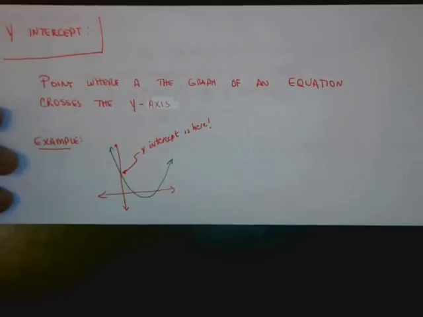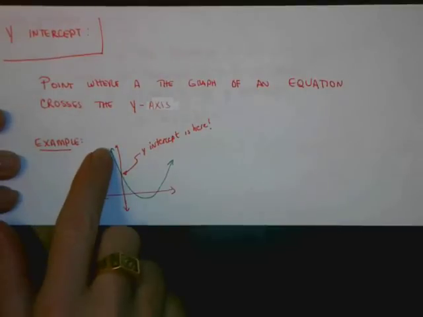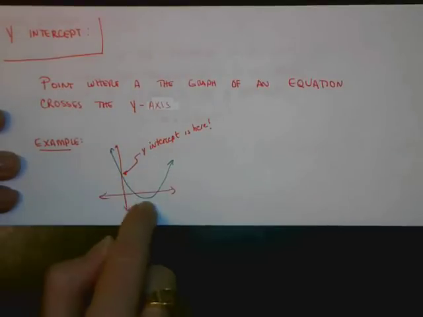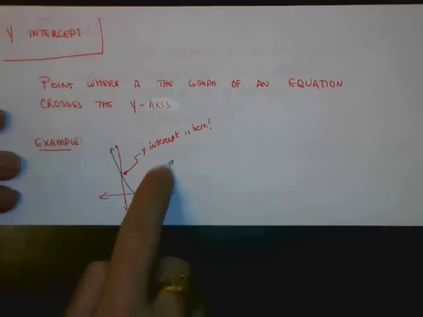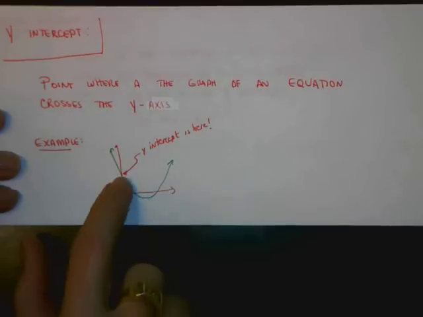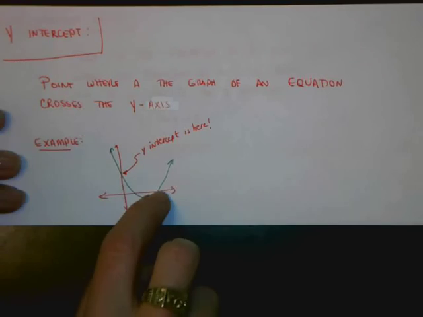The y-intercept is the point where the graph of an equation crosses the y-axis. In this case, I've illustrated it with an example of a graph that is nonlinear. This is the graph of a quadratic function. And even though it's not a line, it has a y-intercept. It has a point where it crosses the y-axis. Notice this graph actually has two x-intercepts, here and here.